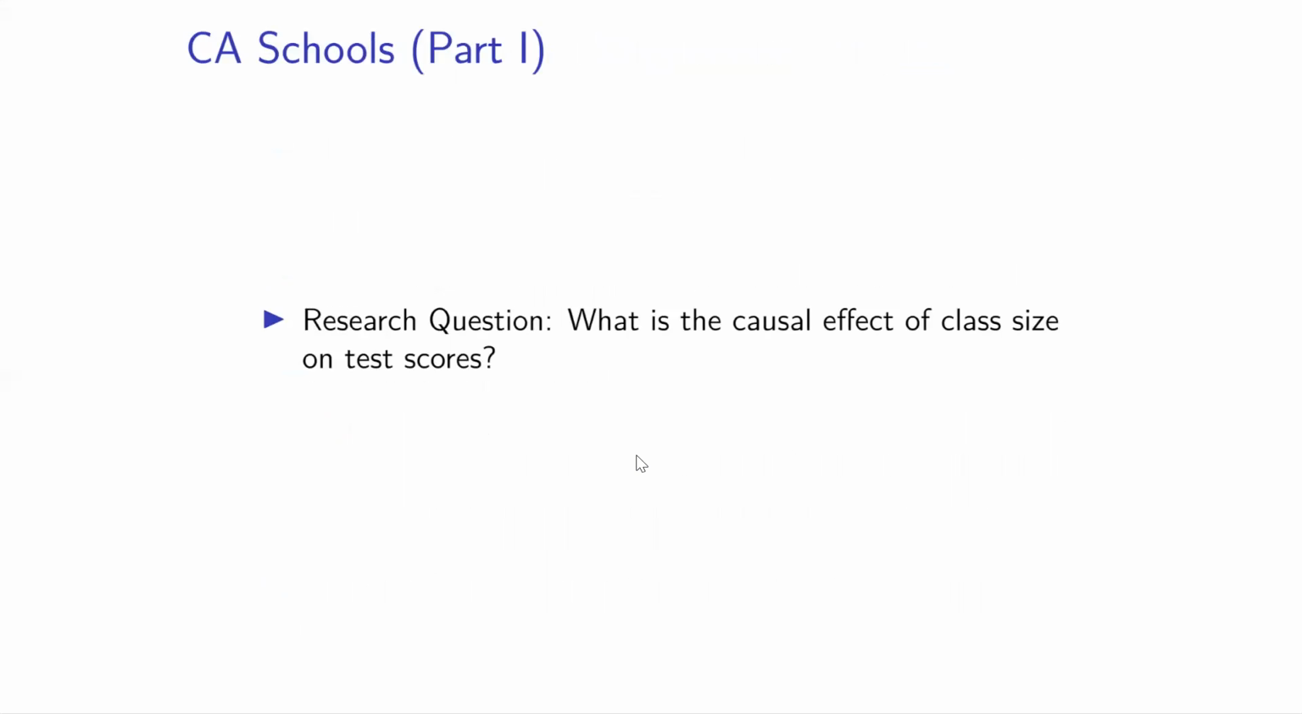Here's an example of the research question based on the California school dataset. What is the causal effect of class size on test scores? Based on this research question, it's very clear that the purpose of your research is to establish causal effect using cross-sectional data. And the variable of interest in this case is the class size, and the outcome variable in this case is test scores.